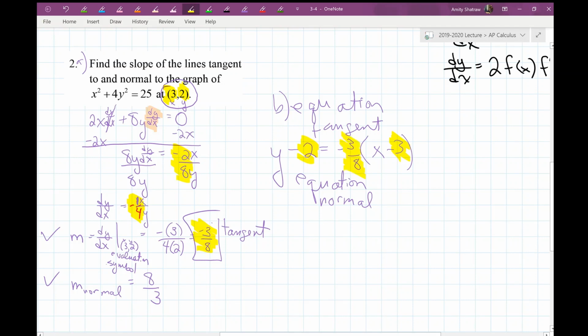Okay, now what about the equation of the normal? Well, the normal would be y minus 2 still, and it would still be x minus 3. But the normal slope is 8 over 3, which I'm going to pull from right here. It's my opposite reciprocal slope. So that's how you do that problem.